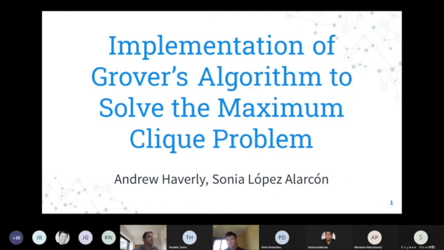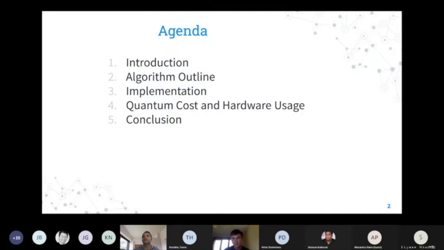I'll be showing an implementation of Grover's algorithm to solve the maximum clique problem. So this is our agenda. I'll talk about the introduction, the algorithm outline, the implementation, the quantum cost, and hardware usage, and then finish up with the conclusion.